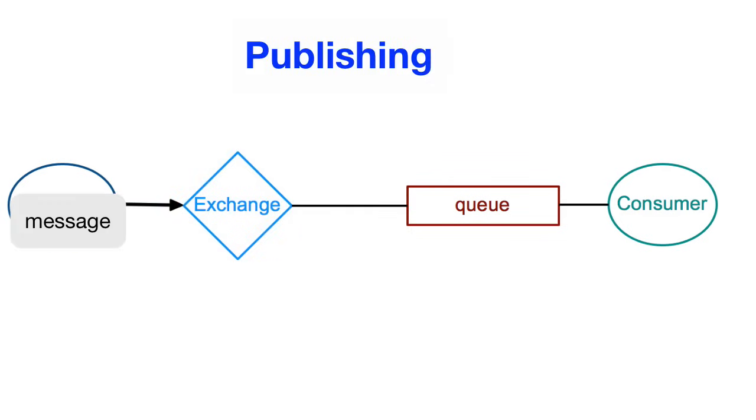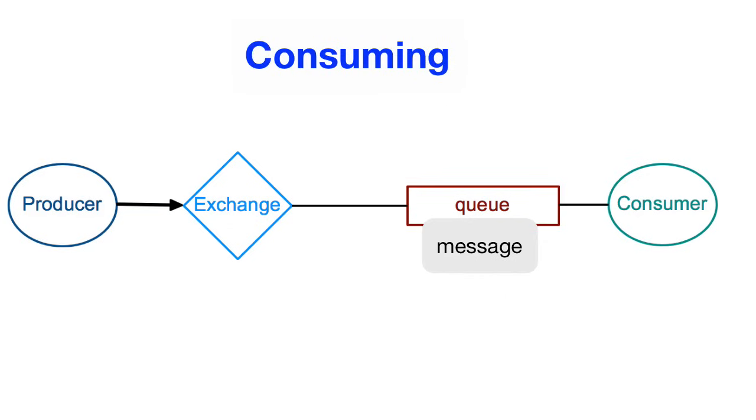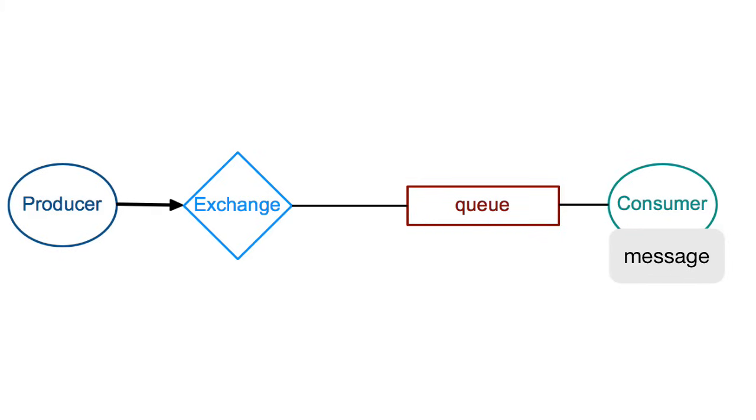Publishing a message means that the producer sends a message to the exchange and that the exchange forwards the message to a queue. Consuming a message then means that the consumer picks up a message from a queue and consumes it.